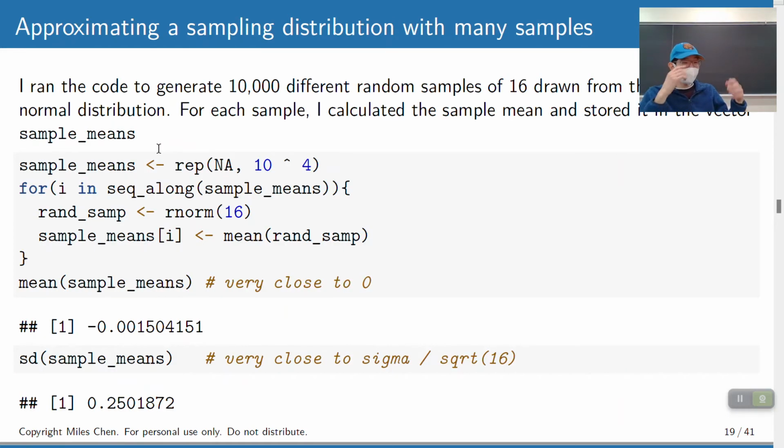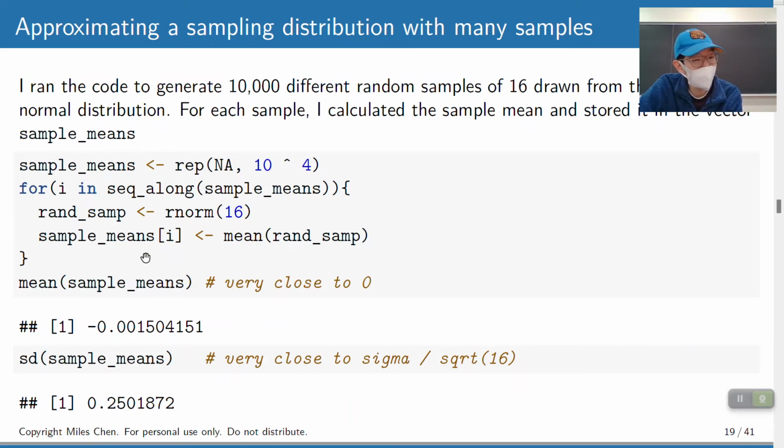And I can repeat this process, and for this example, I did it 10,000 times. Every single time I'm drawing a random sample of 16 values from the normal distribution using rnorm. This is my random sample, and I calculate the mean of my random sample and store it in this vector sample_means. And so now I have 10,000 values representing the mean of 10,000 different random samples.